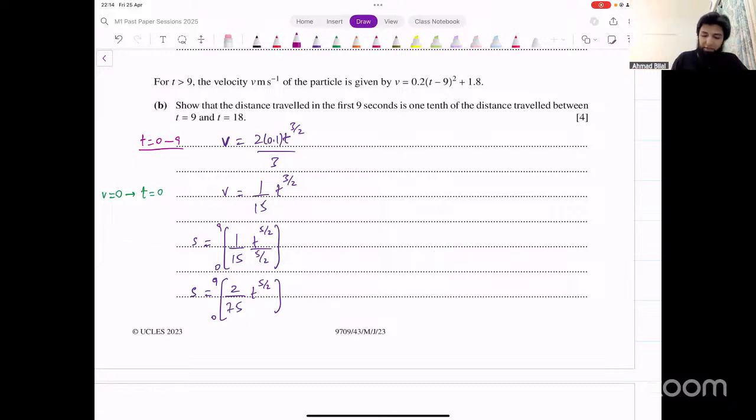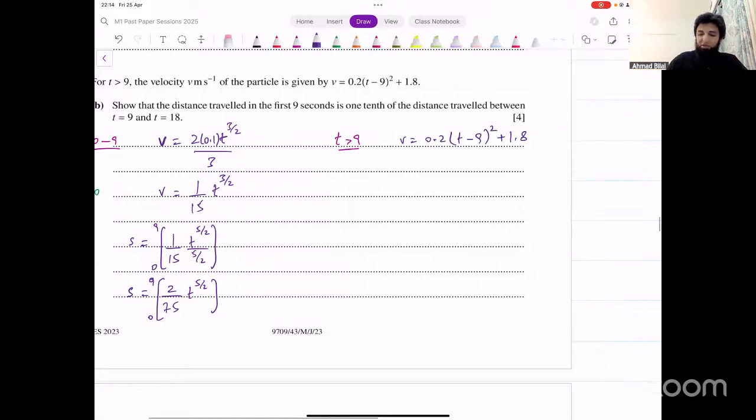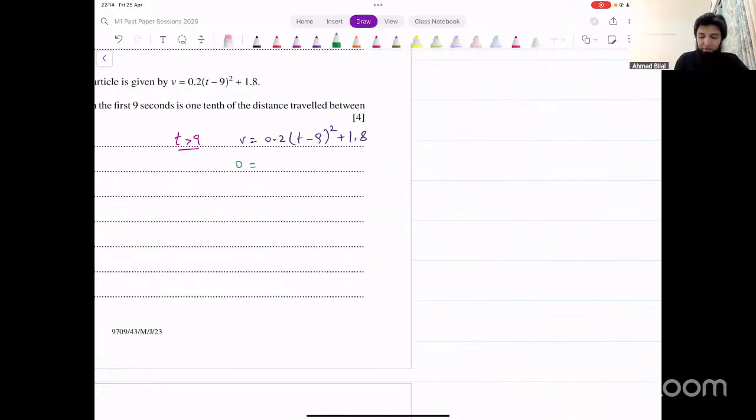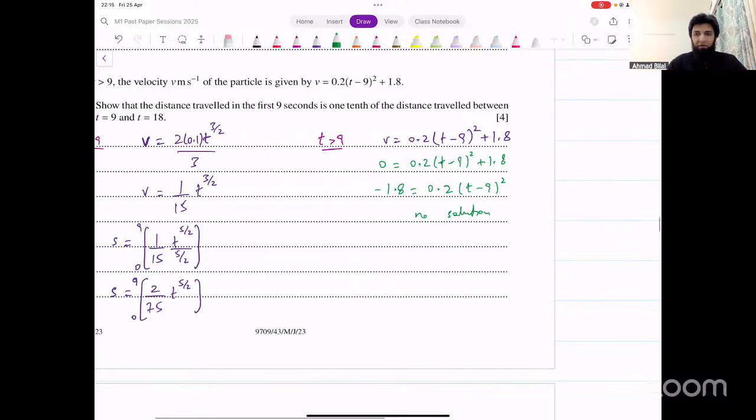Okay, now what about the second part of the journey? It's when time is greater than 9. The velocity function that we have here is v equals 0.2 into t minus 9 whole squared plus 1.8. Is the direction changing here? Again, you should check that. Put v equal to 0 and see what that gives you. 0 equals 0.2 into t minus 9 whole squared plus 1.8. 1.8 will go to the other side, become negative, and that equation cannot be solved because on the right side we have a square. A square can never be negative. So this does not give us any solution. So that means the direction does not change after 9 seconds as well.